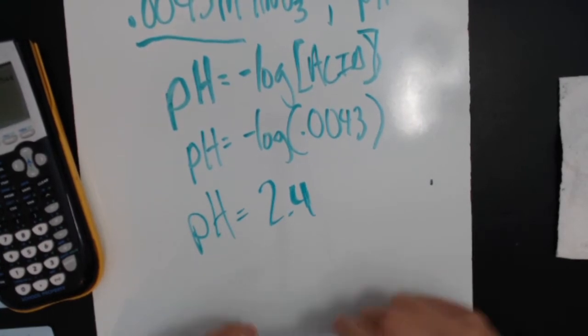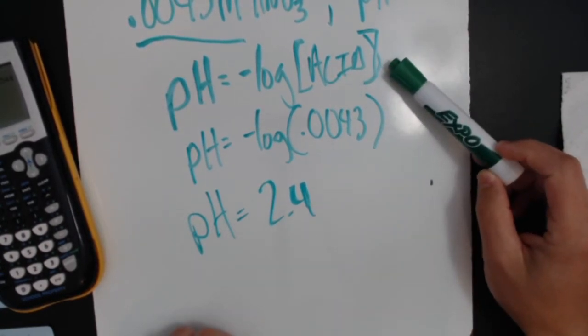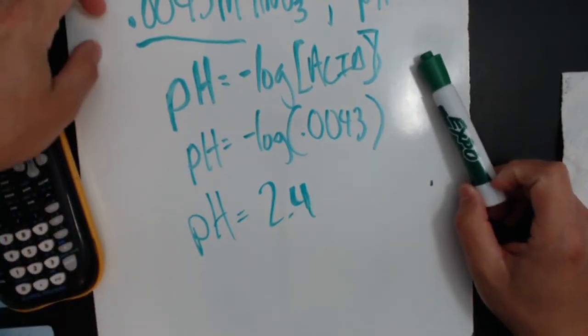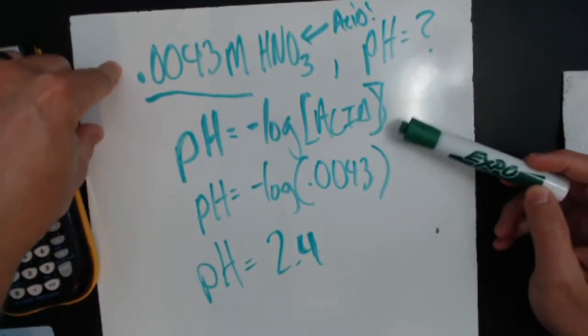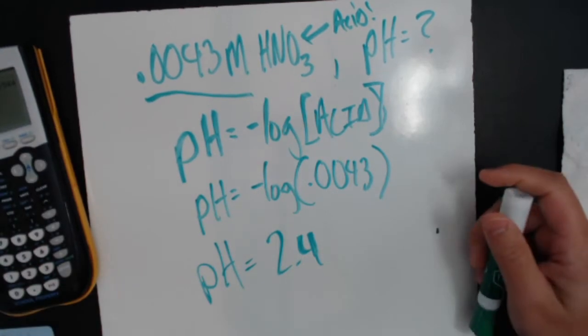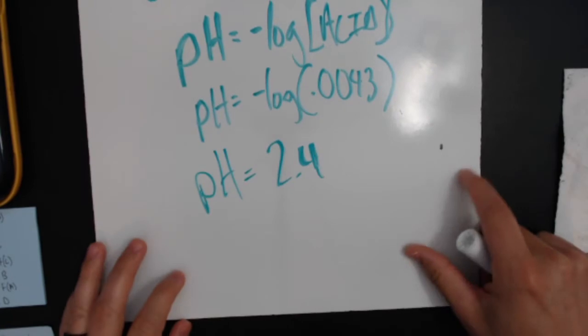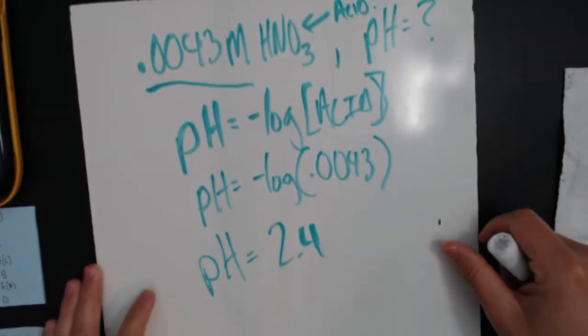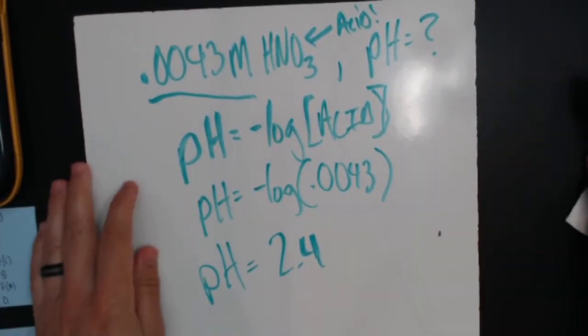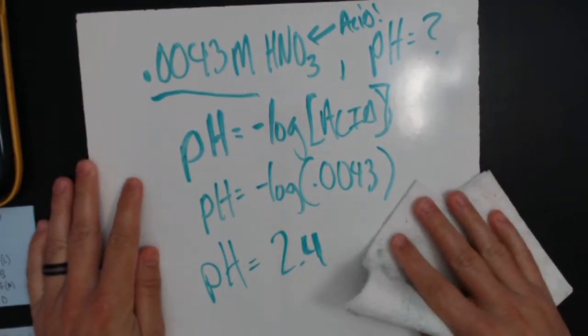All you have to do is just remember that being given the concentration of an acid is the same thing as giving you the concentration of H plus. So all you have to do is take the negative log of it. Alright, 2.4 is our pH, the answer for number 1. That makes sense because it's an acid, and a pH of 2.4 would indicate that it's acidic. Alright, look at question number 2. Question number 2 looks familiar, right? It's very similar. It says determine the pOH of a 0.0043 HNO3 solution.